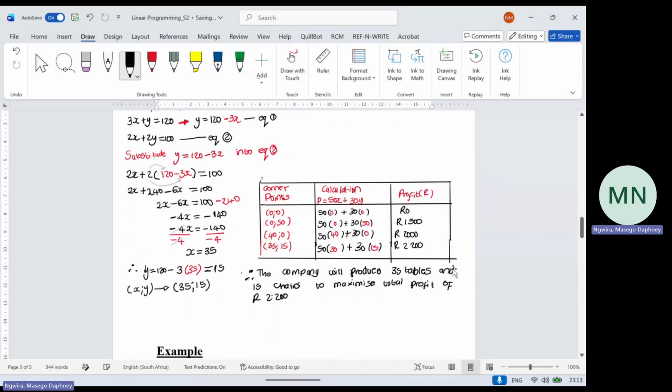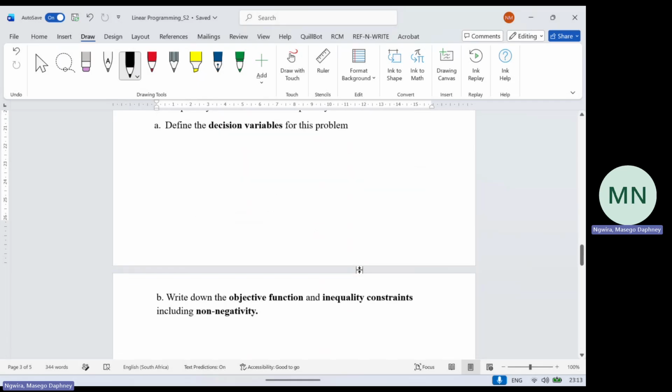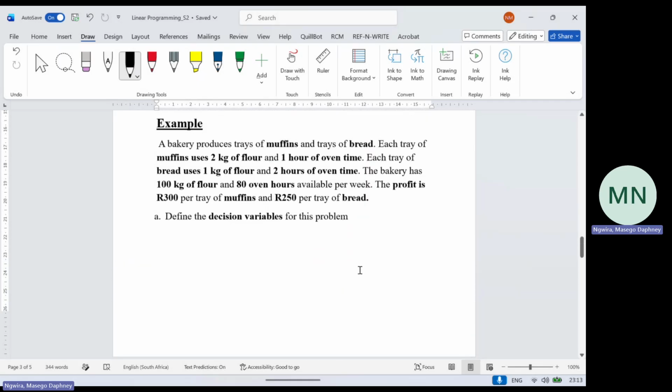So I'm going to follow the very same steps. All right. Now let's look at example number 2. Example number 2 says a bakery produces trays of muffins and trays of bread. All right, so already here we have our decision variables. By now you should know this is our X, this is our Y. So I just want you to see that this is just easy.